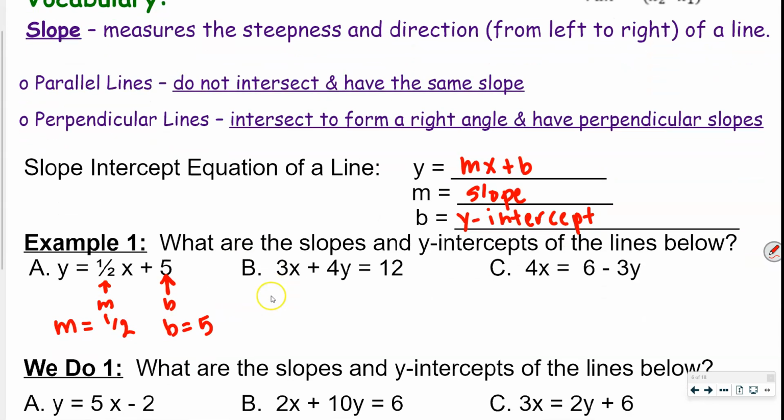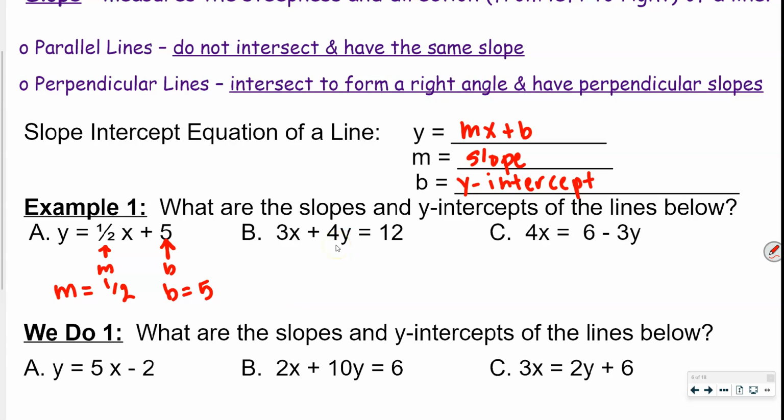Now, the difference between this first one and the second one, letter b, is that it's not in slope-intercept form. So we're going to move the 3x to the other side. And remember, when we're doing algebra like this, we always do opposite operations. So we're going to subtract 3x from both sides. That's going to give us 4y equals, and I'm going to put the negative 3x first, plus our 12, okay? Now, remember, we're doing opposite operations again. Because 4y is 4 times y, we're going to divide both sides by 4.